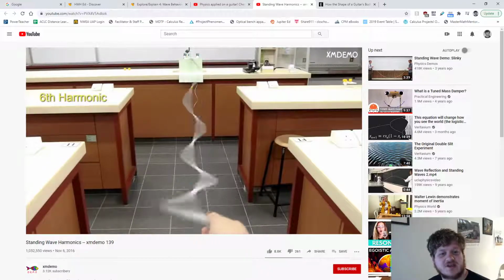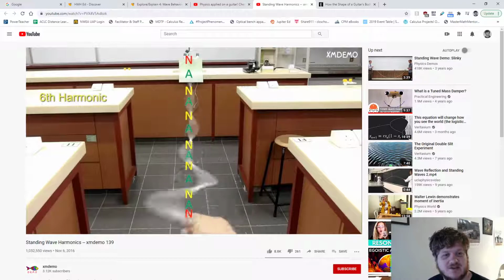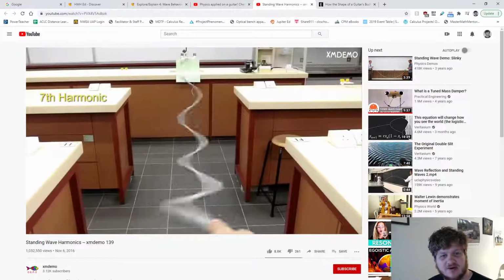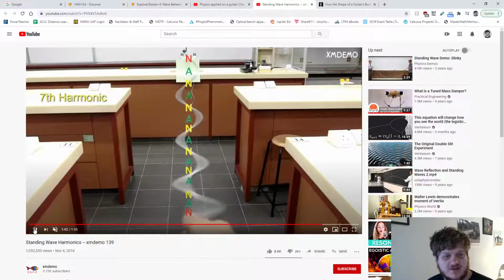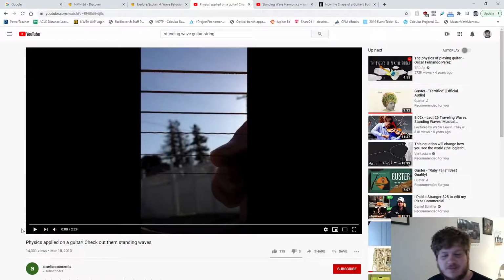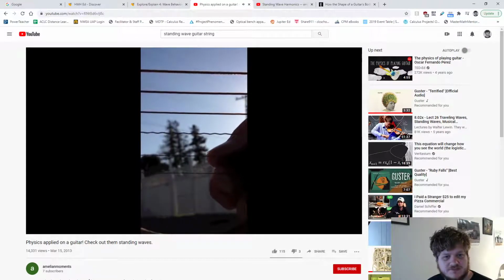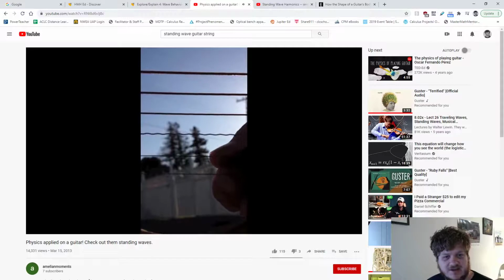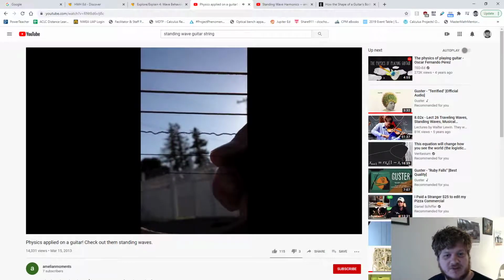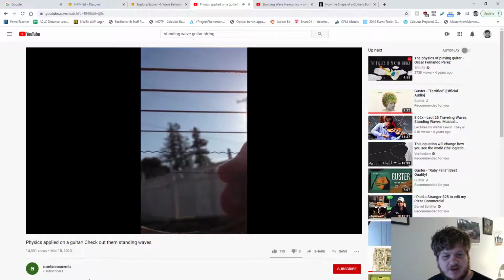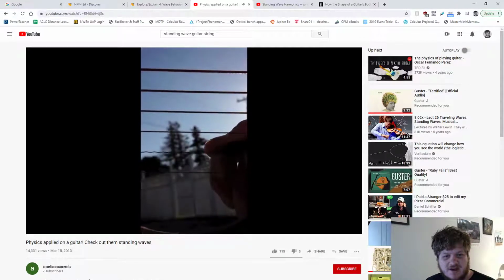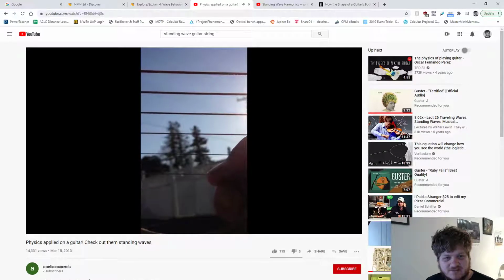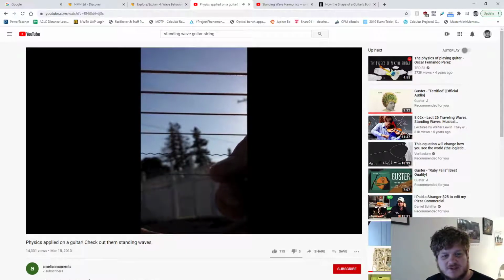To reach these higher and higher harmonic frequencies, you need to add more and more energy. A cool way to see that is some physics applied to a guitar, as seen here. You can actually see the standing waves being formed. This person synced up their camera pretty well, with a really high frame rate, and also timed it with the shutter speed set up right.